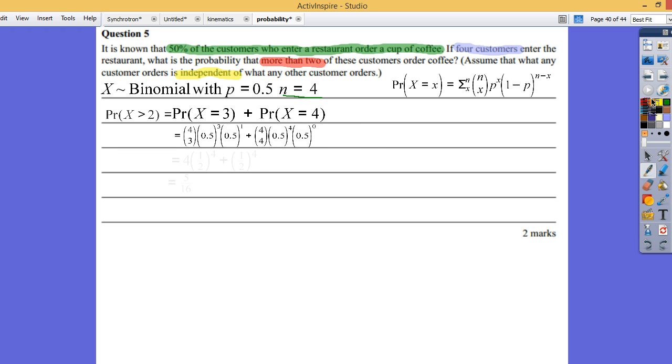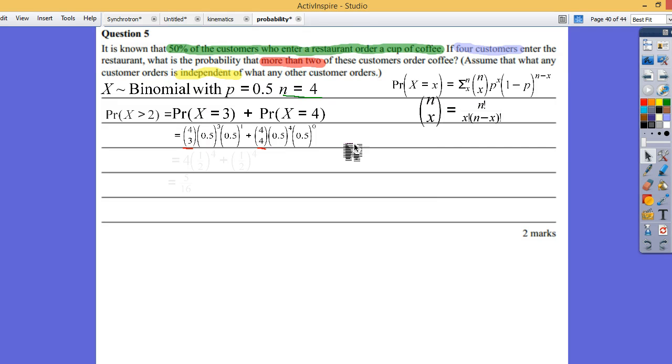Okay, having set that up, I need to start evaluating. I've got these combinations. Being able to understand combinations, I need to remember this a little bit. This is the expression for combinations using factorials. And remember what factorials do? A factorial takes a number and multiplies all the whole numbers below it.